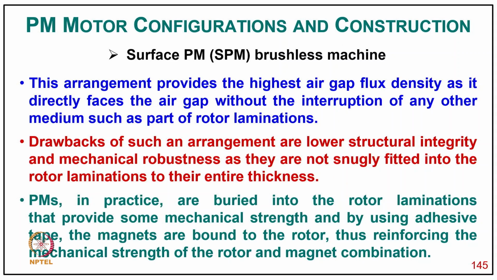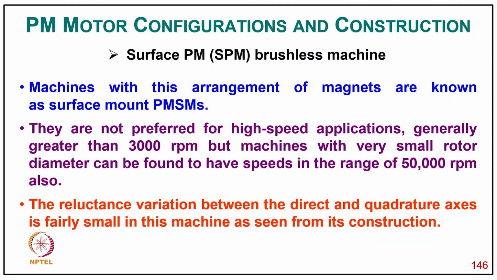This arrangement provides the highest air gap flux density as it directly faces the air gap without interruption of any other medium, such as part of the rotor lamination. The drawback of such an arrangement is lower structural integrity and mechanical robustness, as the magnets are directly fitted into the rotor laminations to their entire thickness. The permanent magnets in practice are buried into the rotor laminations, which provides some mechanical strength, and by using adhesive tape, the magnets are bound to the rotor, thus reinforcing the mechanical strength of the magnet combination.